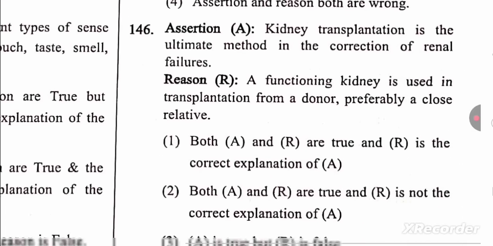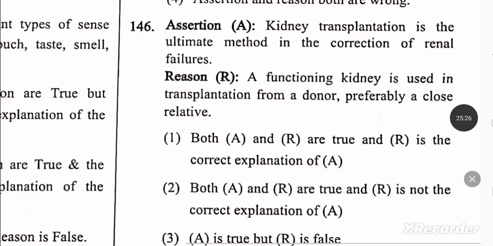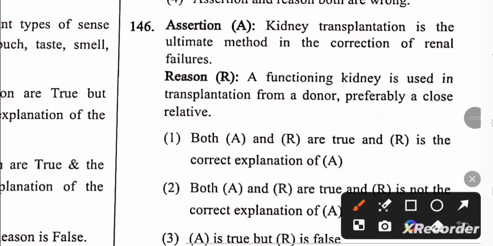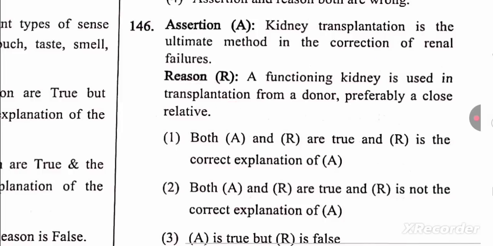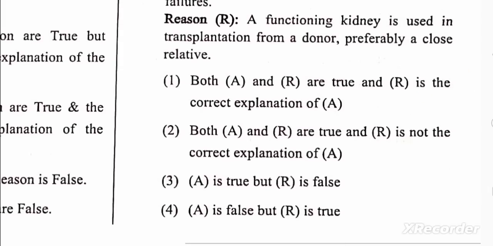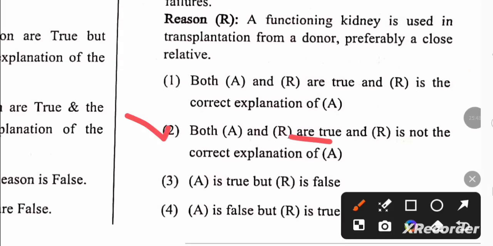We have one more assertion type of question. Kidney transplantation is the ultimate method in the correction of renal failure. Yes, of course. Reason: a functioning kidney is used in transplantation from donor, preferably a close relative. So here both assertion and reason are true, but reason is not the correct explanation. Let's move to the next question, children.